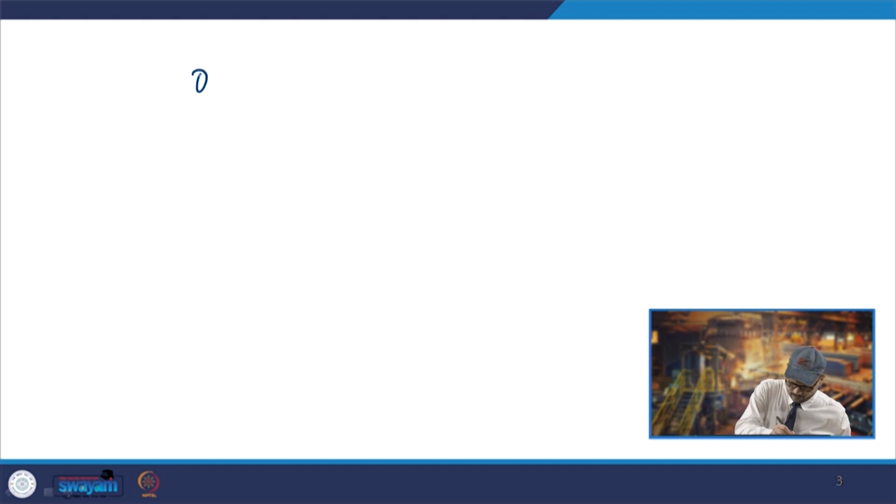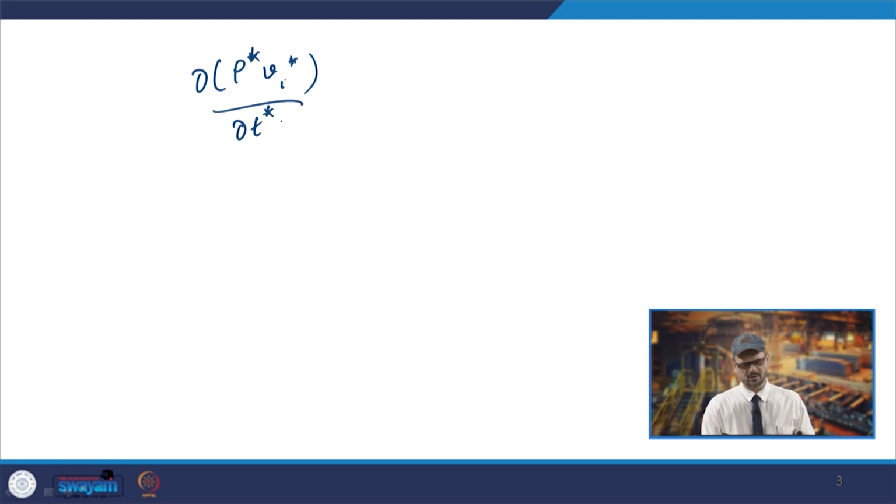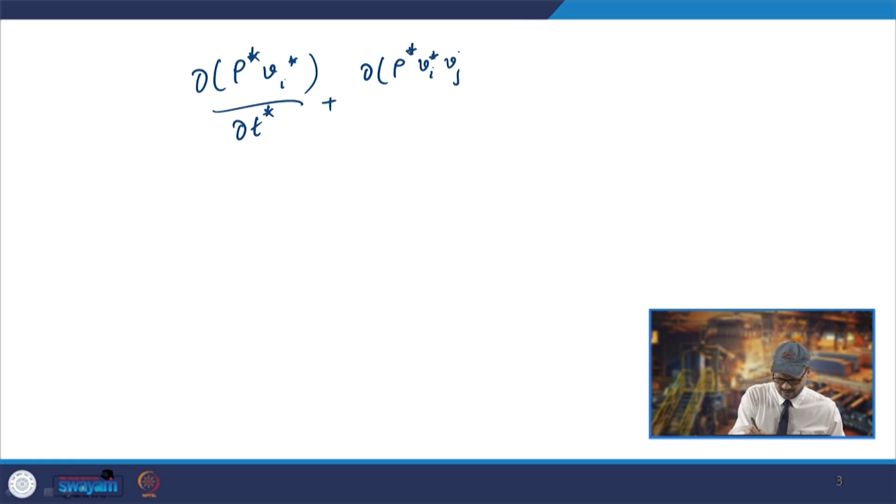So, dou of rho star, then you have Vi star upon dou T star. So, then it will be plus again dou of rho star Vi star Vj star. So, this is the second term, and by dou of x j star. So, that will be equal to again dou of dou x j star.